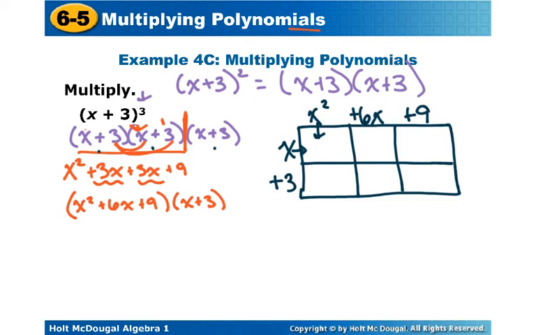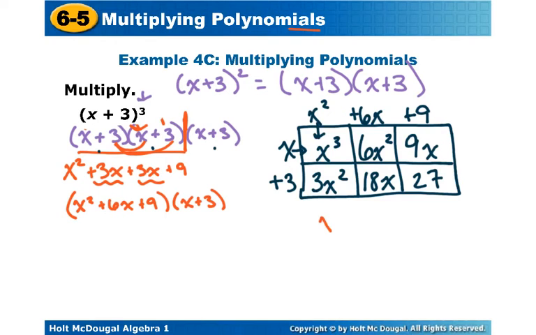So x times x squared is x cubed. X squared times 3 is 3x squared. 6x and x is 6x squared. 6x and 3 is 18x. 9 and x is 9x. 9 and 3 is 27. So, combine your like terms along the diagonals.